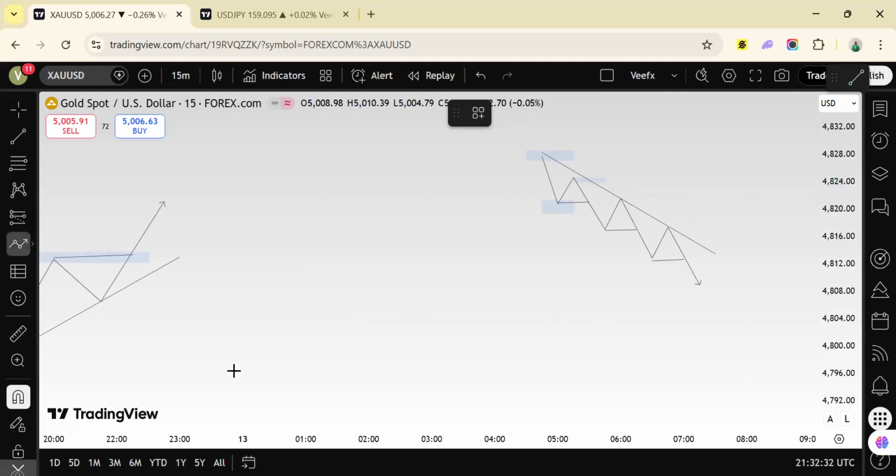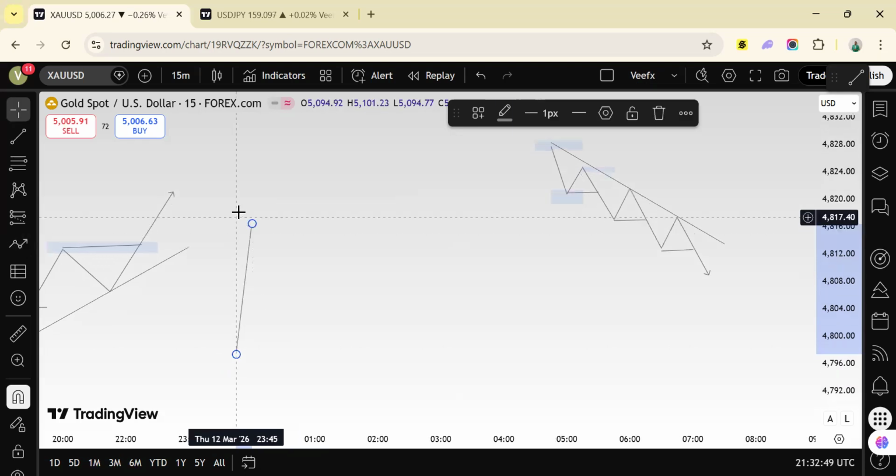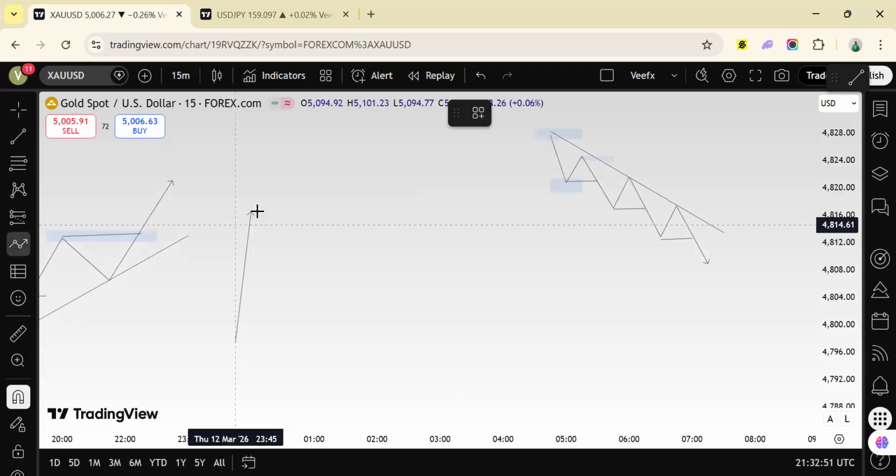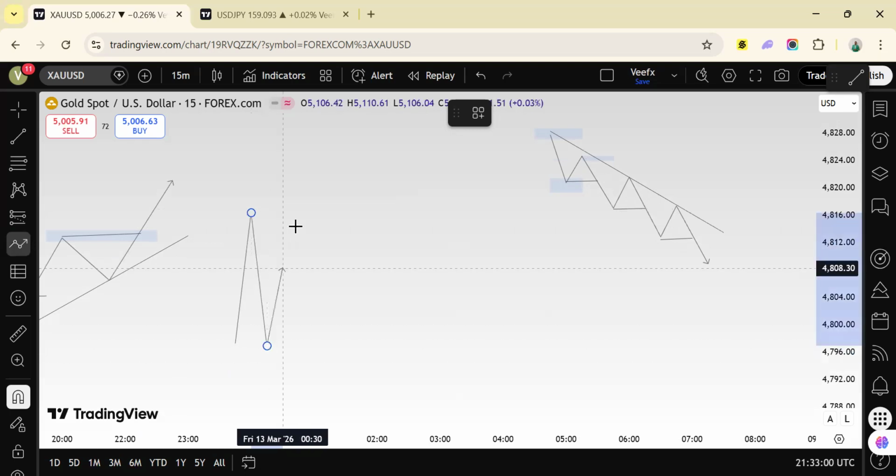Now, the third way is what we call the ranging market, or you can also call it a consolidation market. What does that mean? This is when the market is just moving from point A to point B, from point B to point A, moving from support to resistance, resistance to support. This is what I mean by that. Price went up, it came down, respected this zone where it pulled up from, went back up, respected this zone where it pulled up from, went back down, respected this point where it pulled back up.